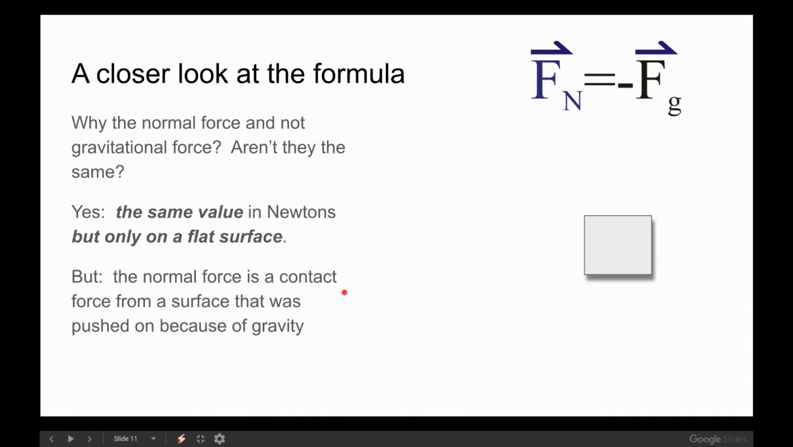Let's have a closer look at the formula. Why the normal force and not the gravitational force? Aren't they the same? Yes, they would have the same value in newtons, but only on a flat surface. And the normal force is a contact force from a surface that was pushed on. And it was pushed on by gravity, but it could be pushed on by other things.